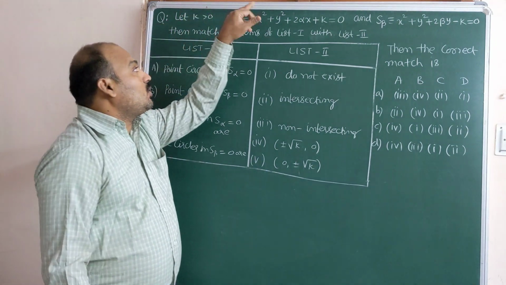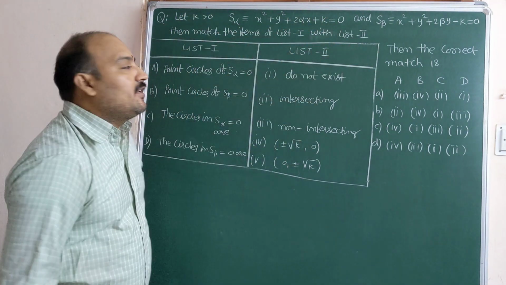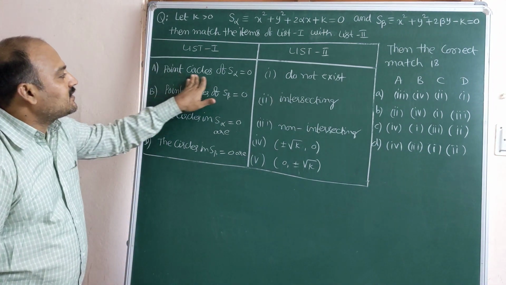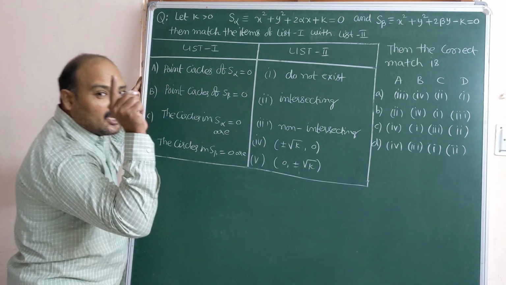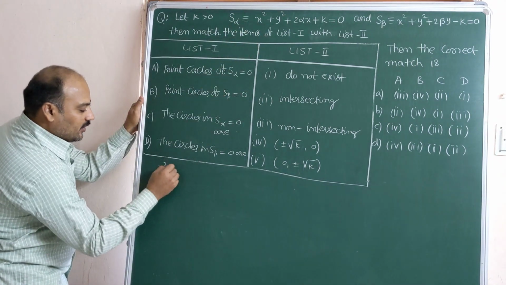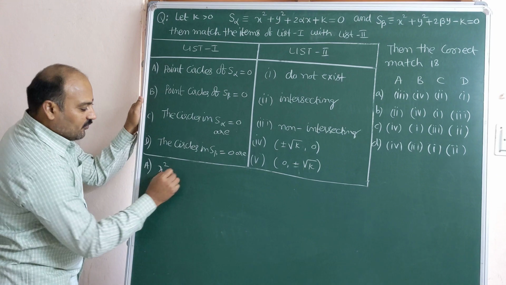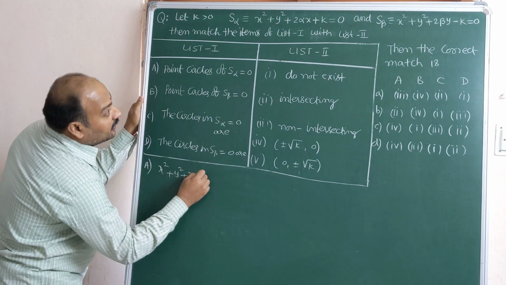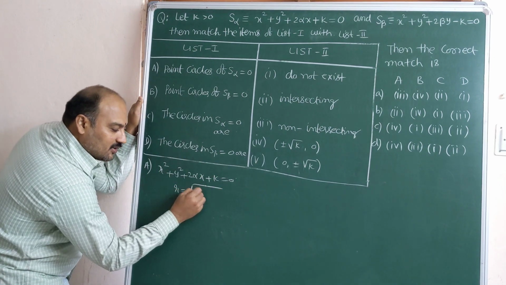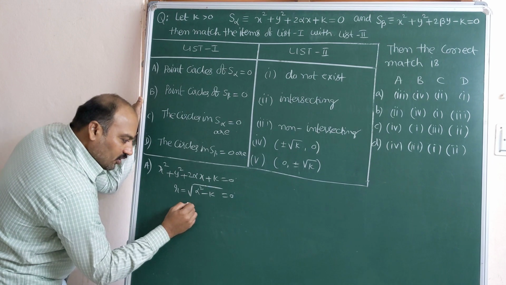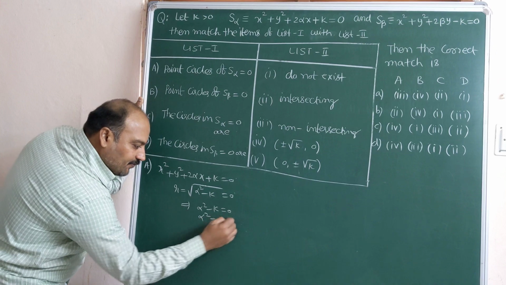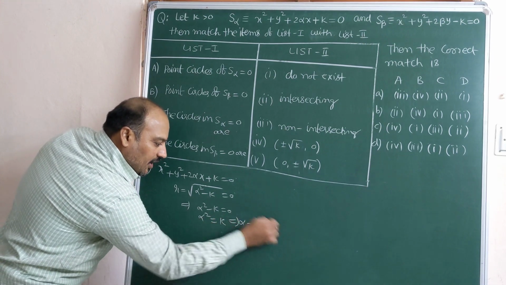Let k be greater than 0, S alpha and S beta, two circles are given, dear students. In the first list, point circles of S alpha equal to 0. Point circle means what? Whose radius is 0. So S alpha: x square plus y square plus 2 alpha x plus k equal to 0. Radius find out, r equal to 0, so root of alpha square minus k equal to 0. So that implies alpha square minus k equal to 0, alpha square equal to k, alpha is equal to plus or minus root k.